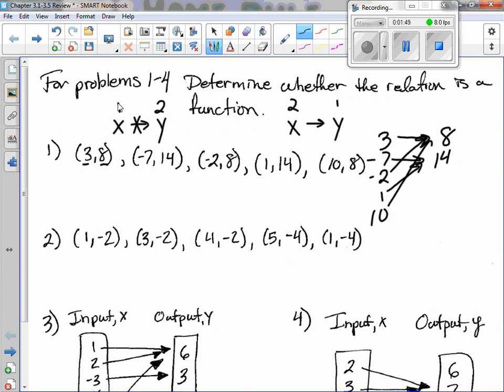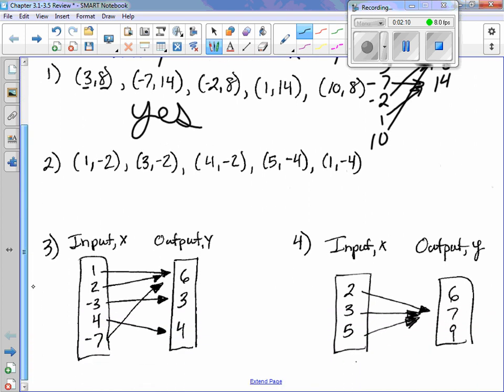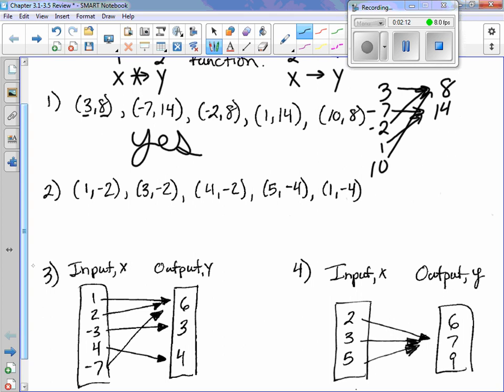So is this a function? Yes, it's a function. Even though we have more than one x going to the same y, it's fine. I just can't have one x value going to two different y values. We cannot have the x value repeated. The x value cannot repeat.